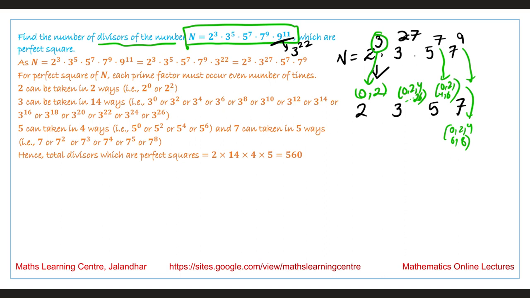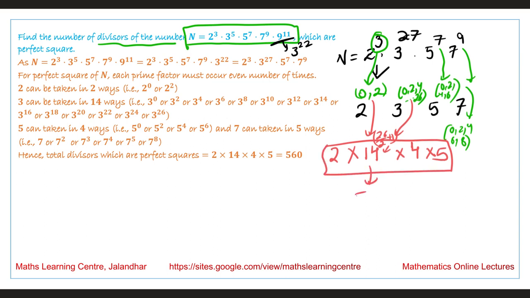So the number of options corresponding to 2 is 2 options. Corresponding to 3 we have 26 by 2 plus 1, that is equal to 14 options. Corresponding to the number 5 we have 4 options, and corresponding to the number 7 we have 5 options. So the total number of options we have over here is 560. So these are the total number of options that we can have.